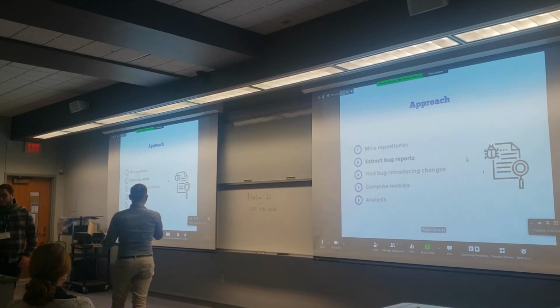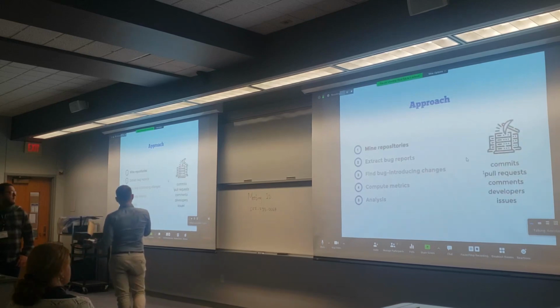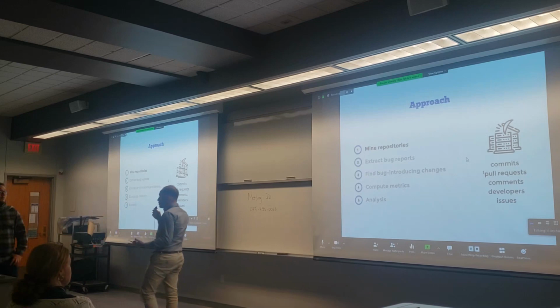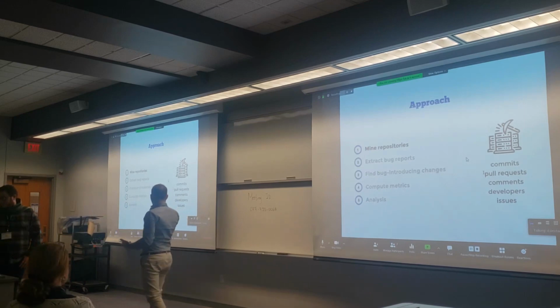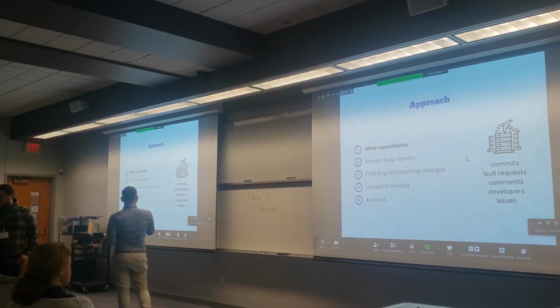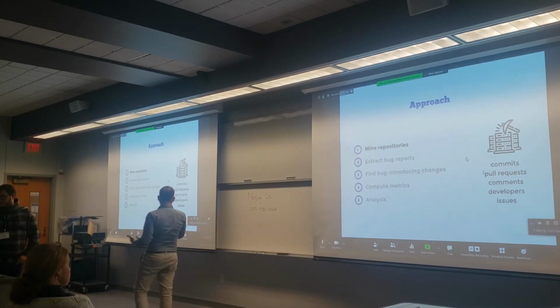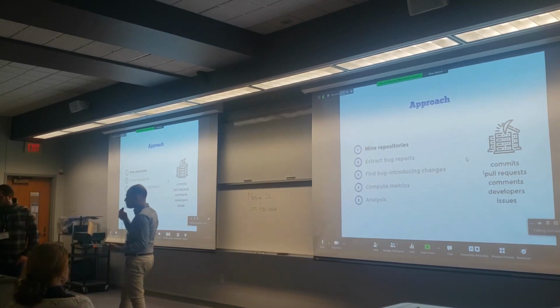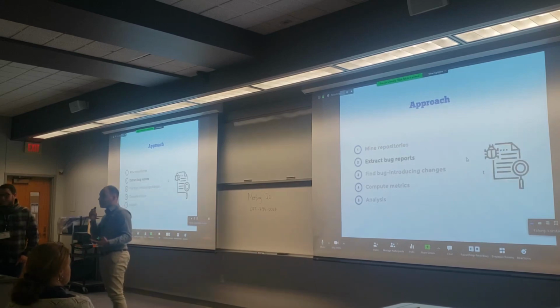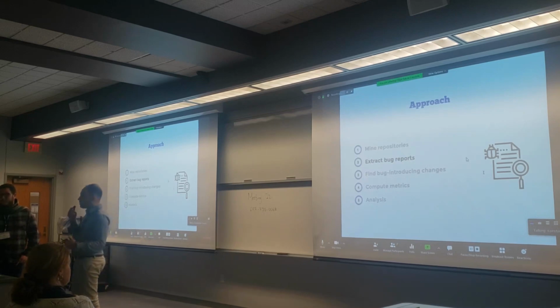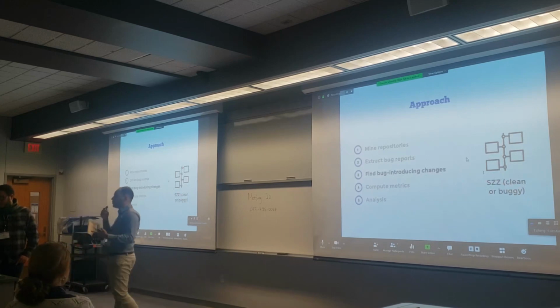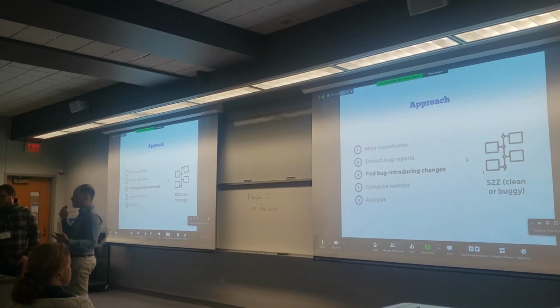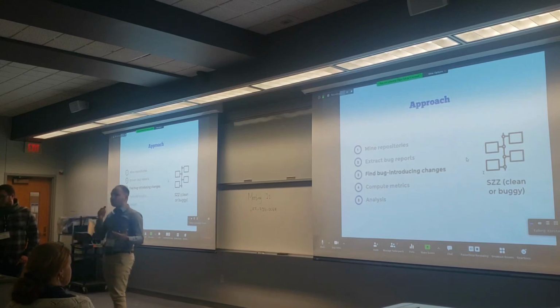So our approach consisted of 5 steps. The first one is to mine the repositories of the projects we selected, and in this mining process we extracted the commits, the pull requests, the comments, the developers, and the issues. The second step was to extract the bug reports. From the issues that we collected, we can check which ones are bug reports through their label, such as bug or defect. The third step was to find the bug-introducing changes.